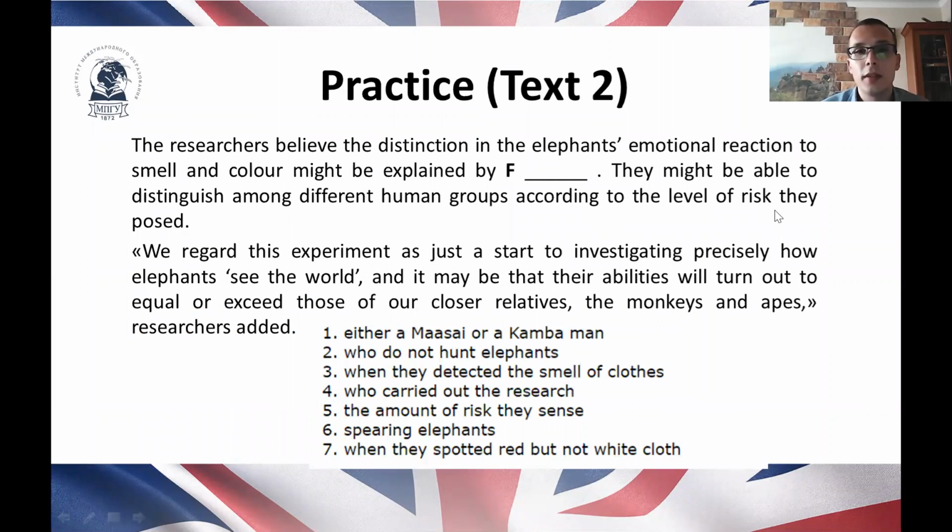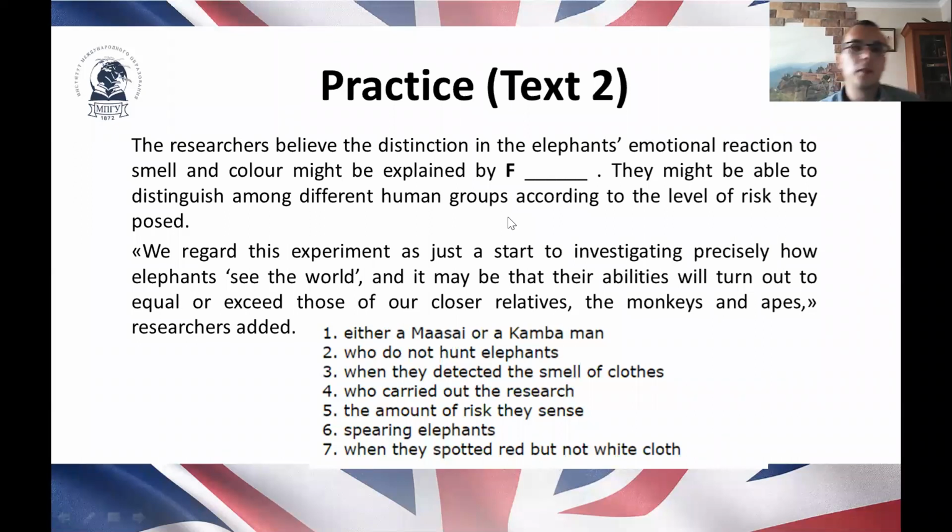Okay, and the last gap in the text number 2. The researchers believe the distinction in the elephant's emotional reaction to smell and color might be explained by. They might be able to distinguish. By what? Yeah, by the amount of among different human groups according to the level of risk they posed. Yeah. Also, we've got the preposition by. That's why we need a noun or noun phrase here. That's why we use, yeah, you're right, absolutely true, 5. The amount of risk they sense. Yeah, the amount can also be regarded as a noun or determiner. That's why it's a good variant here.